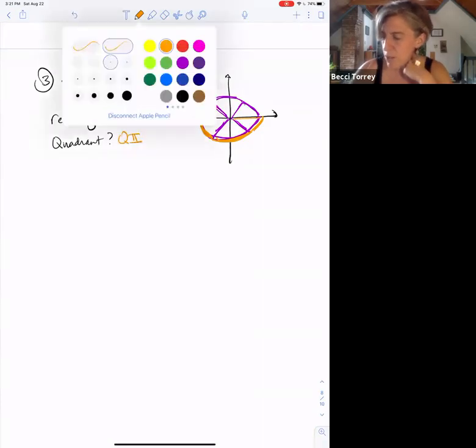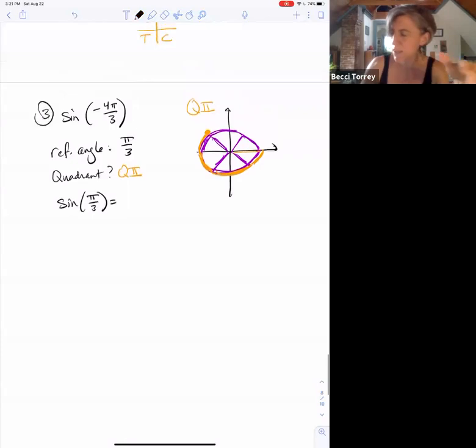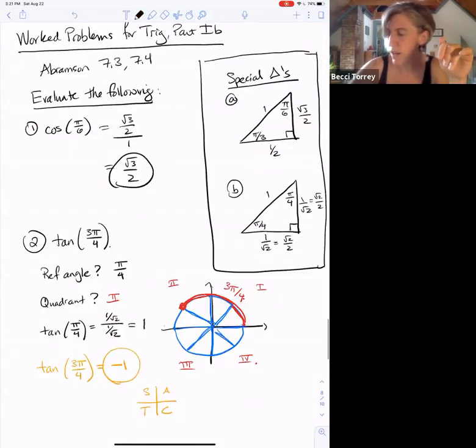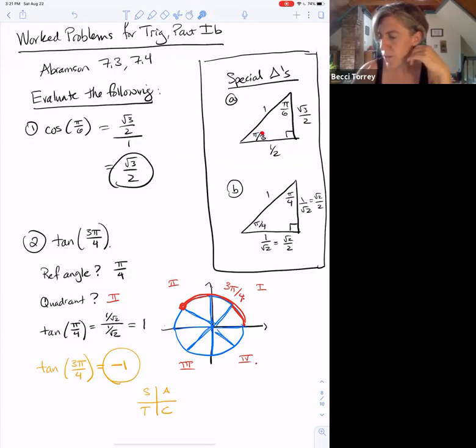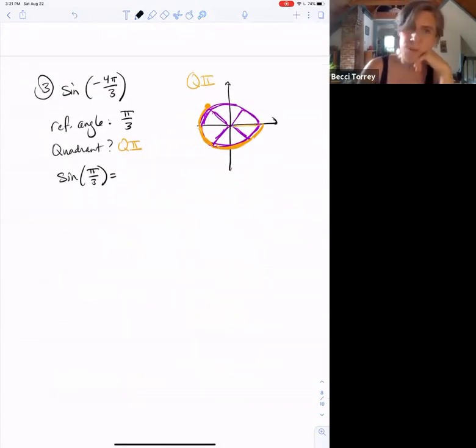Okay, and then we know that our reference angle is pi over 3, so we want sine of pi over 3. Okay, again, hand method, chart method, unit circle, whatever you want. I like to use the special angles. So sine of pi over 3 is the opposite, which is square root of 3 over 2. Divide by 1 stays the same, so it's just square root of 3 over 2. Or you might have it memorized, especially if you're practicing enough. So this is square root of 3 over 2. But we don't want sine of pi over 3, we want sine of minus 4 pi over 3.